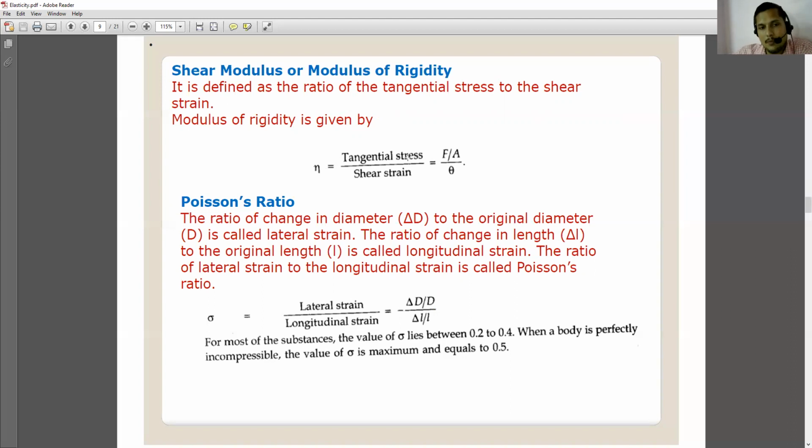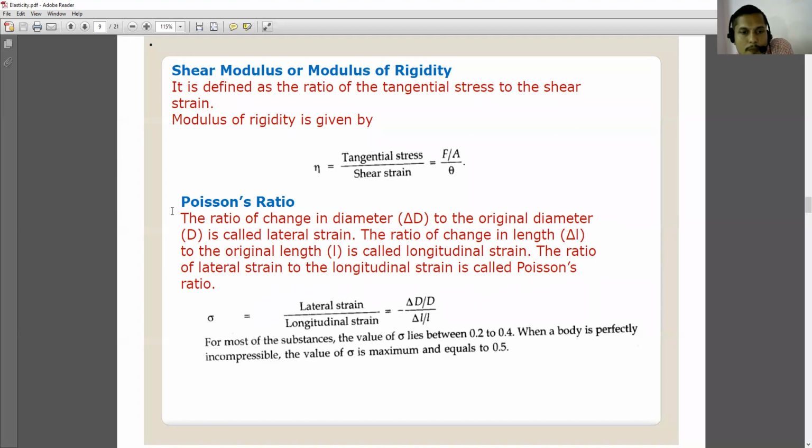So what is meant by Poisson's ratio? The ratio of change in diameter to the original diameter is called lateral strain. The ratio of change in length to the original length is called longitudinal strain. And the ratio of lateral strain to the longitudinal strain is called Poisson's ratio. So it is given simply by lateral strain.